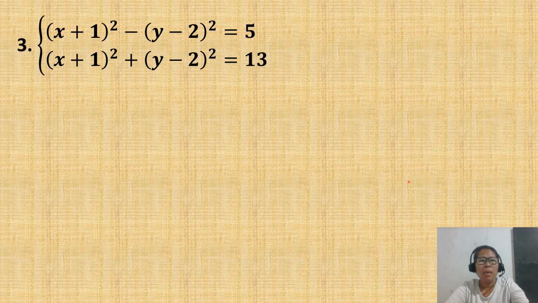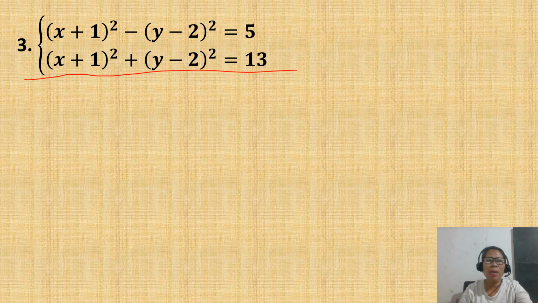Let us have this number 3. We are going to decide which variable is to be eliminated. In this given example, the y minus 2 squared terms have opposite signs and the same degree, which is 2. So therefore, we simply eliminate the variable y. We are going to add them vertically, and x plus 1 squared added to x plus 1 squared will give 2 times x plus 1 squared. And this is of course eliminated already. And then 5 plus 13 will be 18.